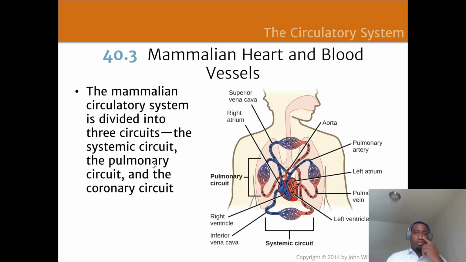So let's talk about the mammalian heart and blood vessels. Of course, we're talking about us now, and there are 3 circuits that your blood circulates through your body. So take a look at this picture over here. Let's start with the systemic. The systemic circuit is basically all the blood that's going to your arms, your legs, your fingertips, your knees, your toes, your thighs, anything that's not in your heart or your lungs. It's going to be systemic. It's basically going out into your body.